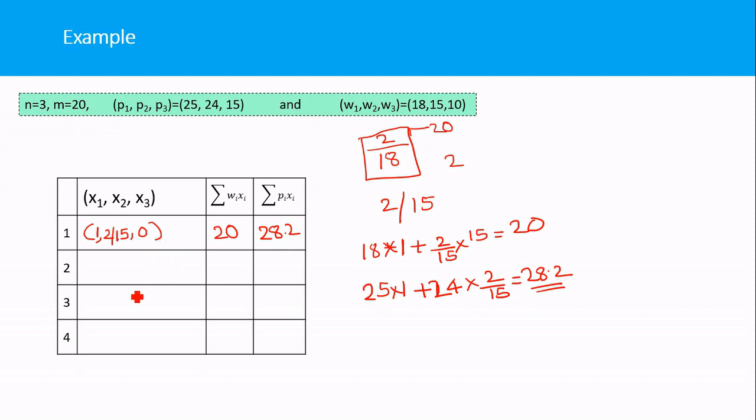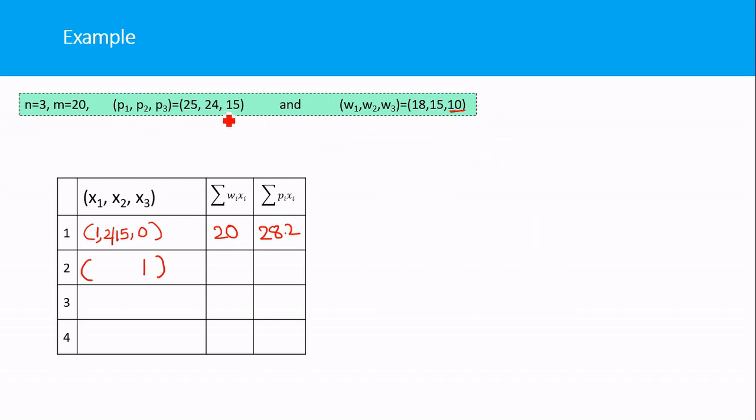Now imagine I am taking item number 3 first. I'm taking the entire item number 3, whose weight is 10. So I fill my sack with 10, my capacity is 20, so the remaining 10 kg I can add. Now say I am taking item number 2 and its weight is 15, so I cannot add the entire 15 here, only 10 I can add.